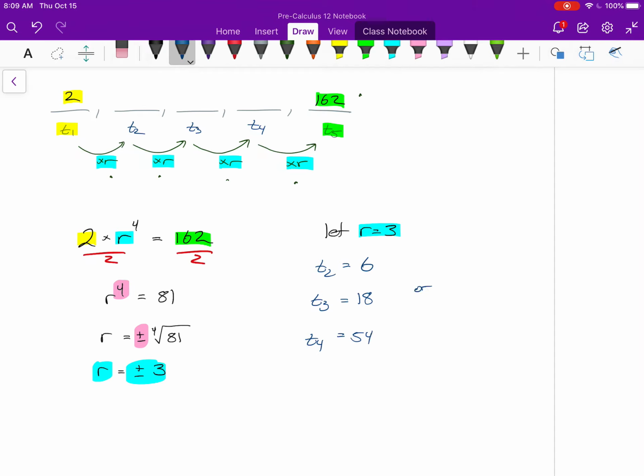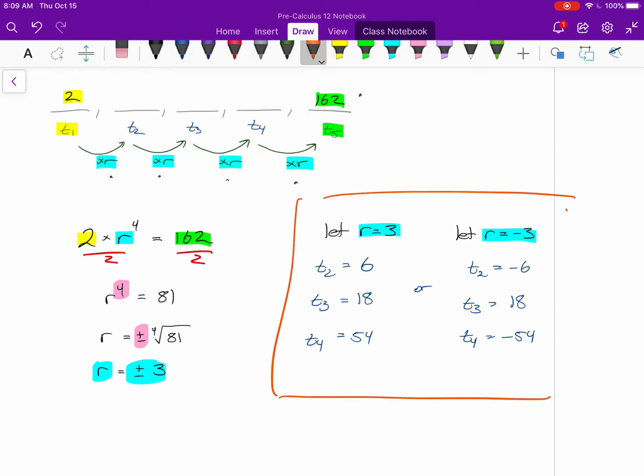Or what if R is negative 3? Well, then my second term would be 2 times negative 3, which is negative 6. My third term would still be positive, because negative 6 times negative 3 is positive 18. And my 4th term would be negative 54. And then my 5th term, again, would be the same thing that you were given. So there's 2 possibilities here.